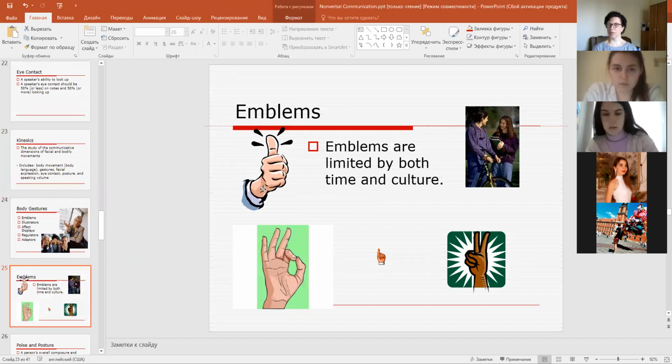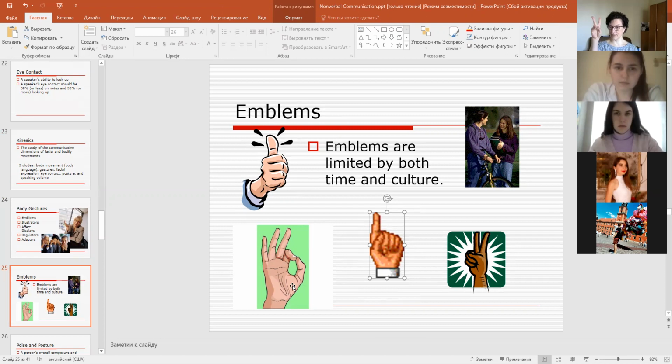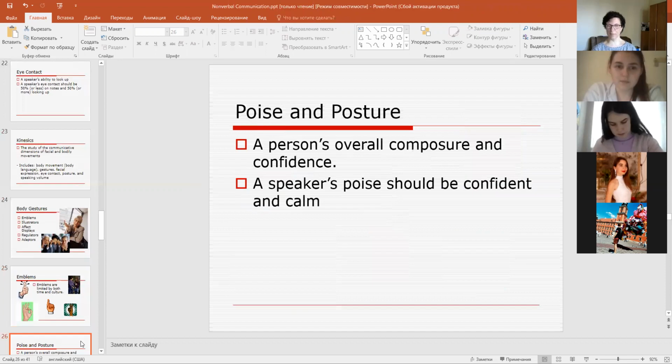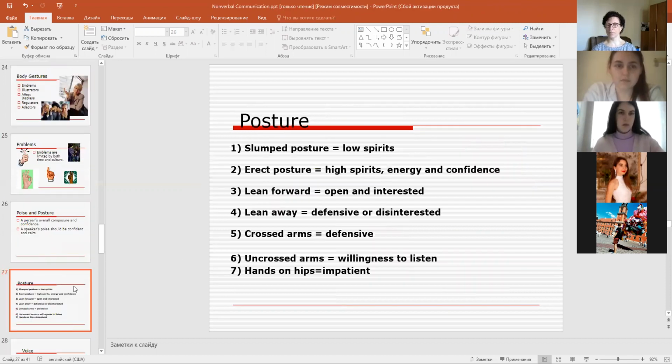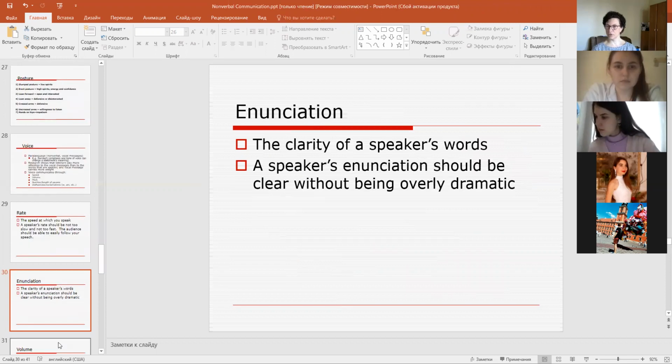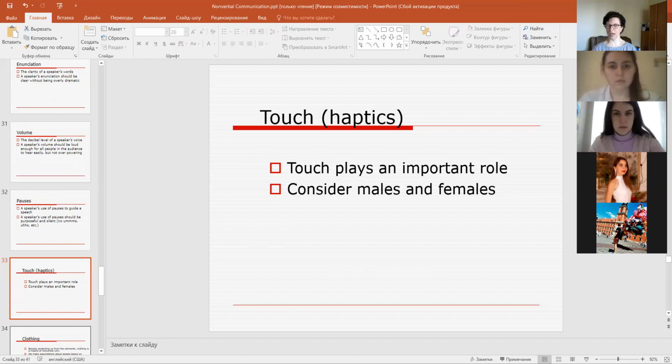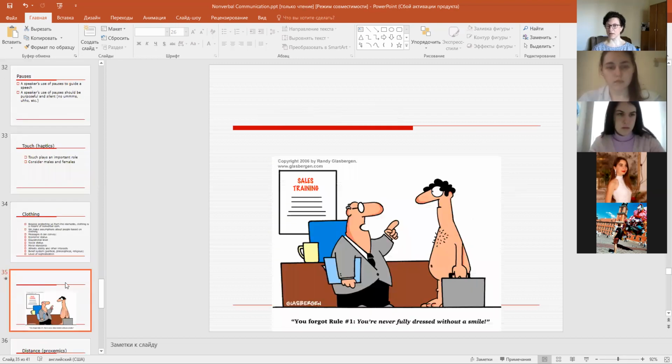But also in nonverbal communication, emblems are maybe the biggest buzz, because there are so many emblems. In some cultures this gesture means victory, in some cultures it's hello, in some cultures it's something different. There are lots of gestures, but they're called emblems, and that's what people usually talk about. But also posture, voice, the rate of the speaker, the clarity of your words, and so on and so forth. All these parts like touch, haptics, clothing, are parts of nonverbal communication we will be discussing next time.